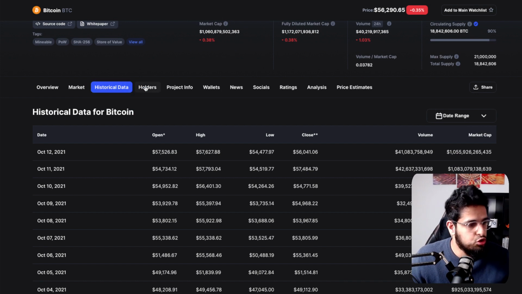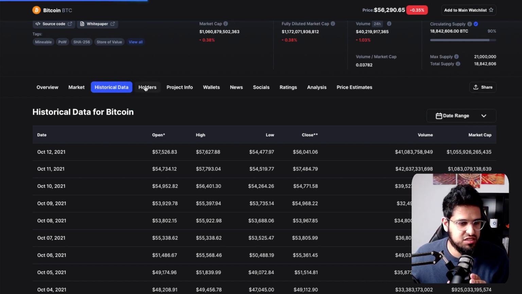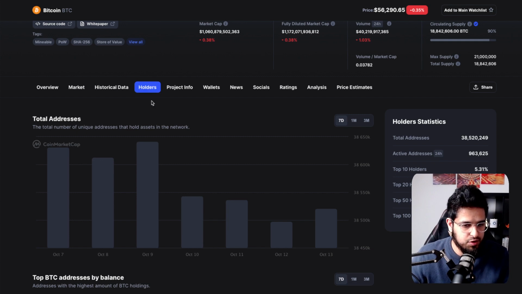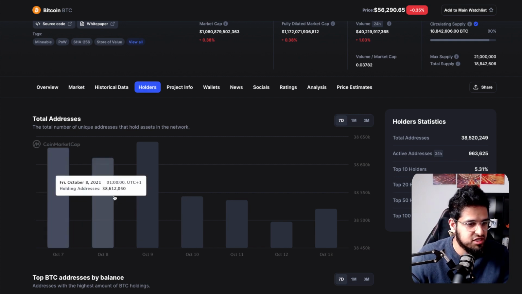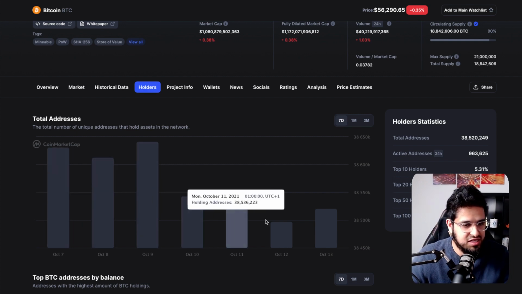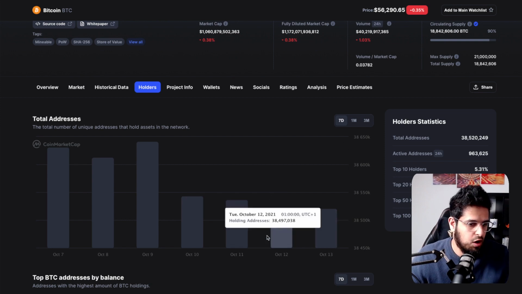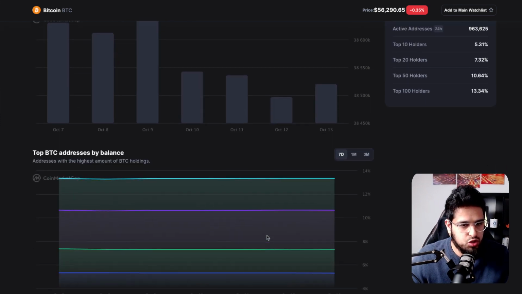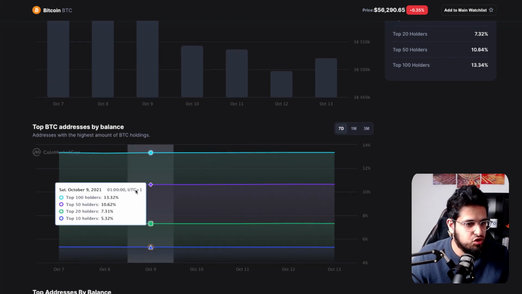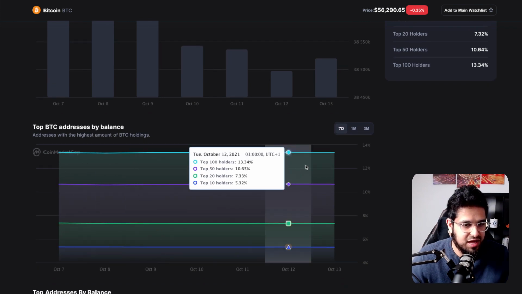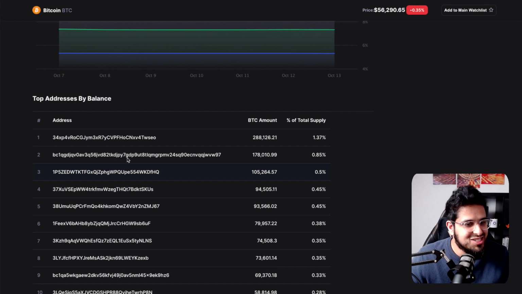Now, the next tab will show you the holders. Okay, now this is good. This one's quite interesting because it gives you a breakdown of the holders. So you can see the total number of addresses and how that's moving. So here you can see how many addresses are holding Bitcoin. And you can also see the top BTC addresses by balance. Okay, so you can look at how that's trading by balance. So the top 100 holders, the top 50 holders, top 20 holders, etc. And then you can see which address holds the most, right? So this is really important. So you can see here 1% of Bitcoin supply is sat in one address here.